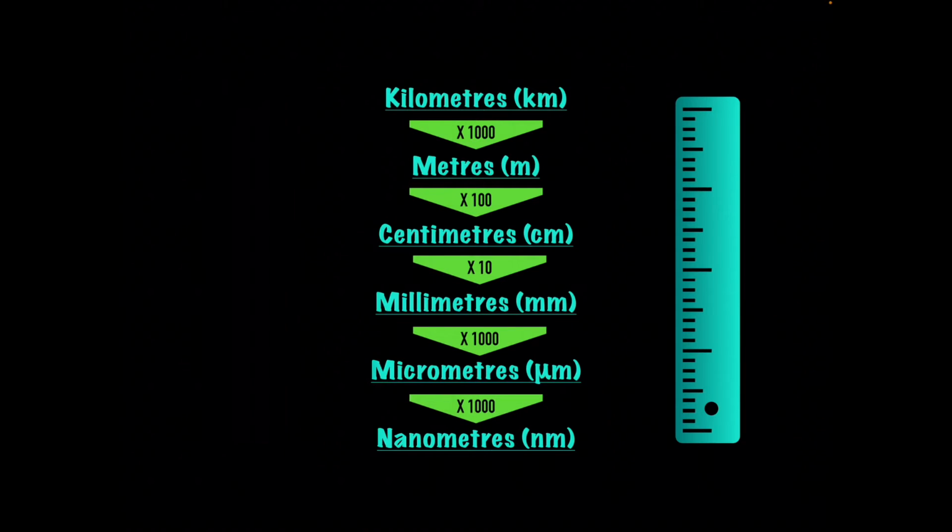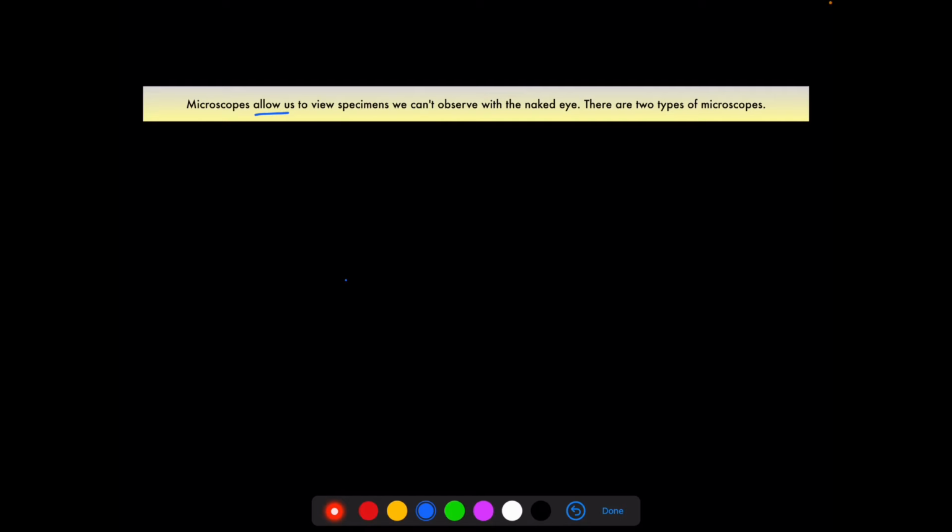Okay, so on to the next part, I would say the most important part, which is what microscopes actually do, right? So microscopes allow us to view specimens. Specimens are just basically things we observe, okay? So view specimens that we cannot observe with the naked eye. So things we can see with the naked eye, I don't know, a pen, the Apple Pencil I'm holding in my hand, anything basically in small objects.